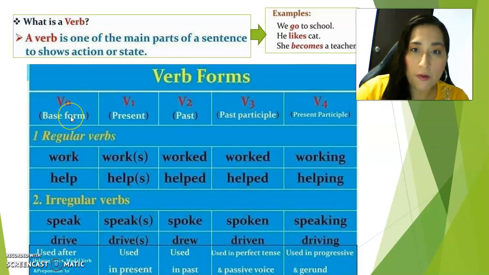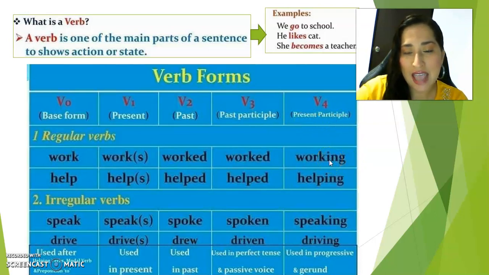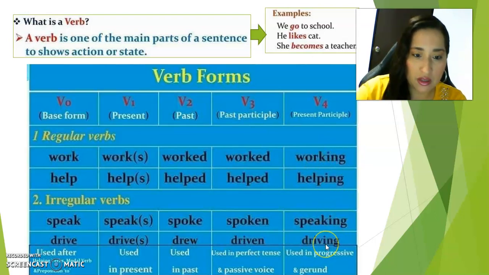The base form, that is work, help, speak, drive. The present form, work, help, speak, drive. The past form, worked, helped, spoke, drove. The past participle, worked, helped, spoken, driven. The present participle, it is the ing form, working, helping, speaking, driving.